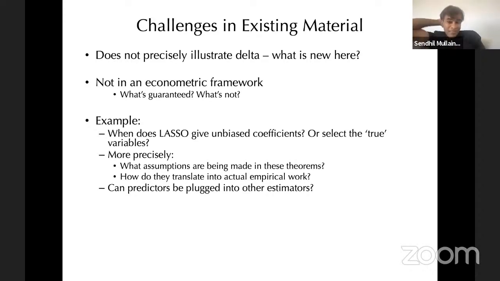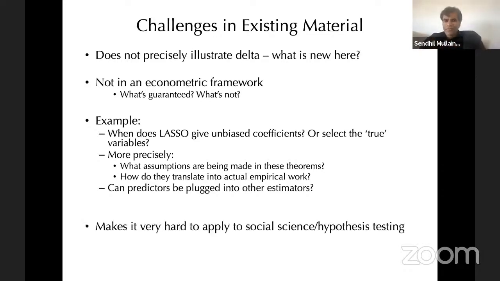For example, there are plenty of theorems that tell you that linear regression gives you causally meaningful coefficients. But you might not believe those theorems if you believe there are omitted variables. So what is needed to make these identifying assumptions, and do you believe those things? So this is an example of the kind of thing that's really quite missing, and it makes it very hard to apply these tools to a social science or hypothesis testing framework.